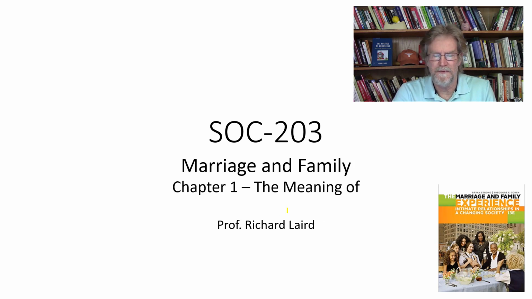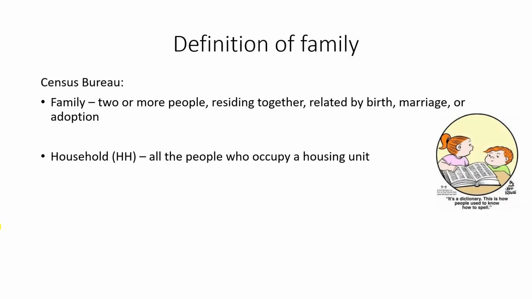What we'll talk about for this chapter is some basic terms and definitions, and then we will be delving into some of these topics a little bit further later on as we go through the course. So the Census Bureau defines family as two or more people residing together, related by birth, marriage, or adoption. Another very important term that is used throughout social sciences is the term household. That's an abbreviation HH that I will use quite often. This is all the people who occupy a particular housing unit.